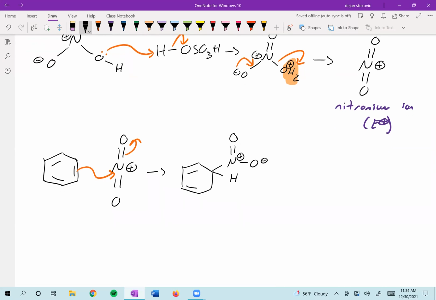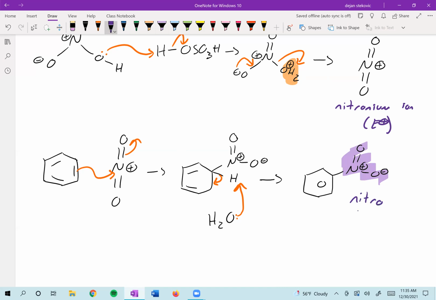And our sigma complex is then deprotonated. Again, usually drawn with water because anytime you have sulfuric acid, you're going to have at least some water. And we regenerate our aromatic system. And then again, this right here is your nitro group. And you can draw it all out, or you can abbreviate it as just NO2.